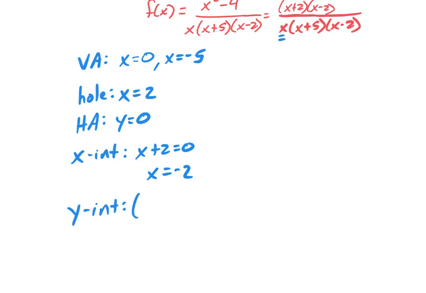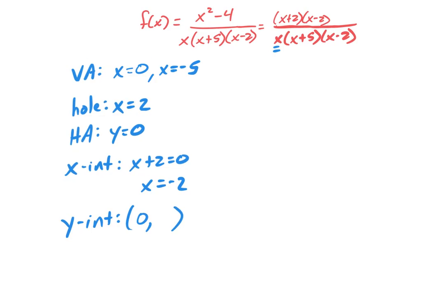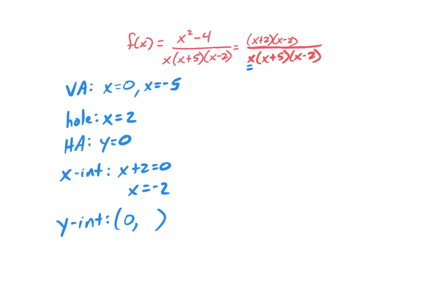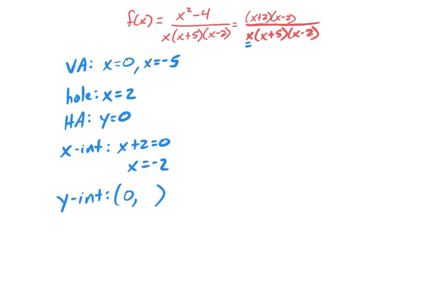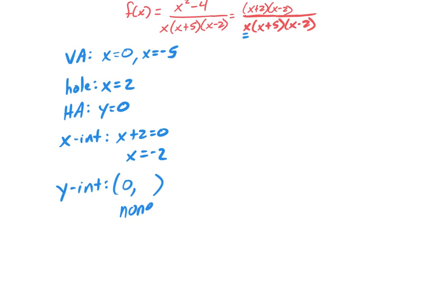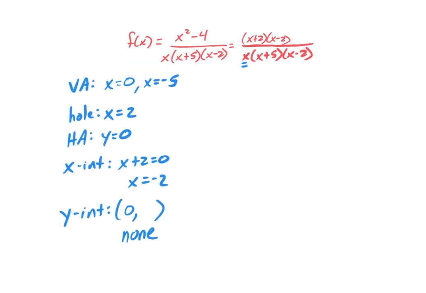The y-intercept. You could just get this from your calculator if you wanted to. 0 squared minus 4 is negative 4. 0 times 0 plus 5 times 0 minus 2 would be 0 times 5 times negative 2, but 0 times anything is 0, okay? And so, in this case, what we're finding out is, because we divide by 0, it's not going to work, then there would be no y-intercept, because we're dividing by 0 when we plug that in.